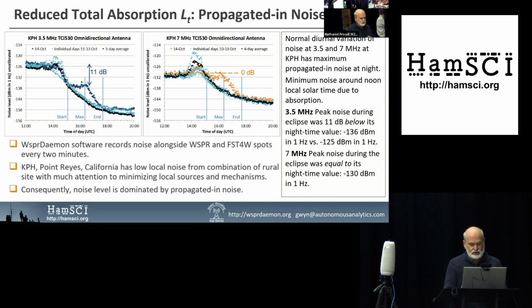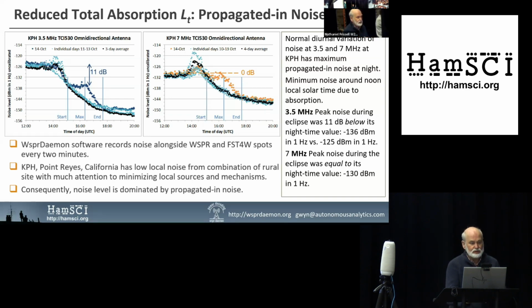So what you see there is, on any day, so 3.5 megahertz, the noise level is high during the night when the band is open, and then it drops. This is D region and E region absorption happening every day. And look at that drop in noise level at this low noise site.